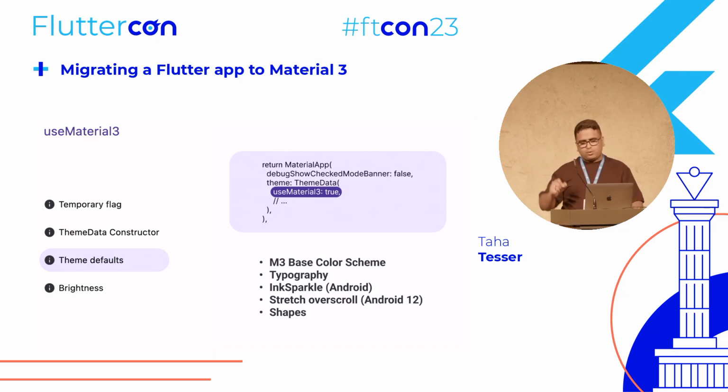A couple of releases back, there was a stretch overscroll effect that was added. Previously, when you overscroll a list, you will see a glowing effect. But in Android, they introduced a stretch effect, which stretches every item in the list. This feature is also available under this flag. And shapes, this is my favorite part. A lot of the widgets have different shapes now. Some are really rounded, some are semi-rounded. When you enable Material 3, you will notice this kind of shapes taking effect in your app.